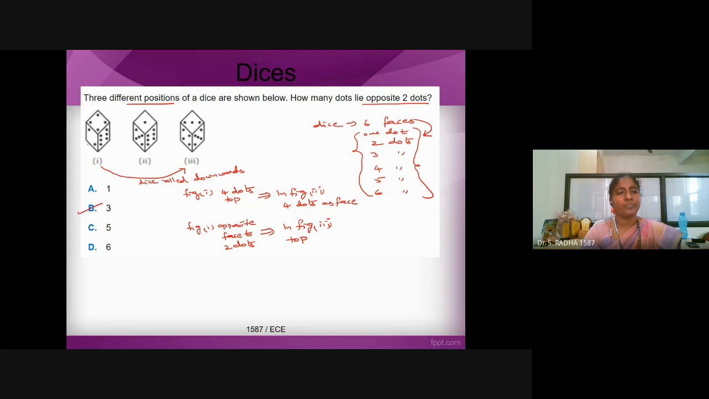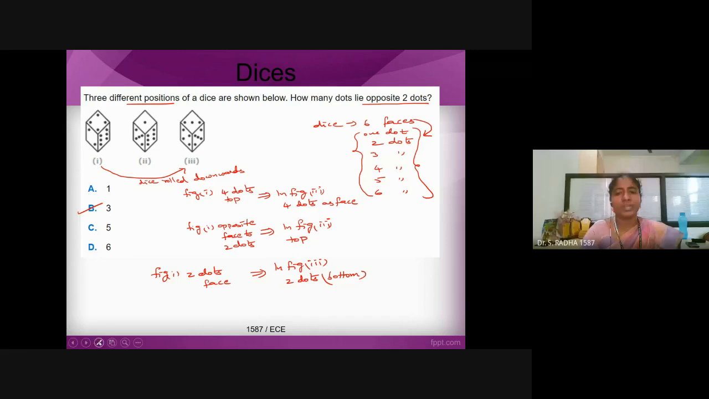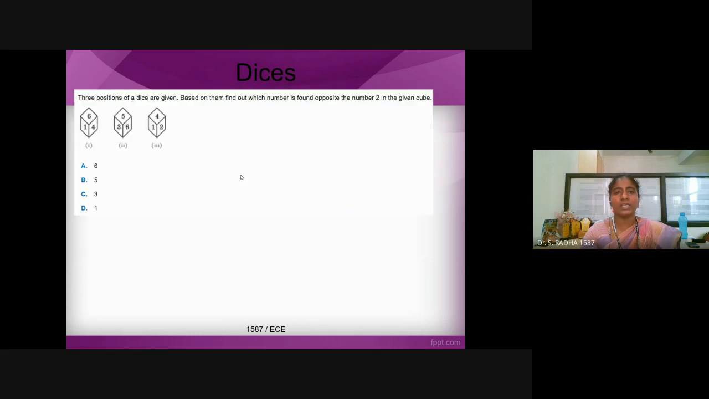In figure 1, 2 dots is there. That face has become the bottom. In figure 1, 2 dots is one of the faces. When rolling happens in figure 3, 2 dots is nothing but bottom because the dice is rolling downwards. That is our observation. By observing all the 3 diagrams, you can catch any one logic, so the answer will come same. Now I am going to the next problem.